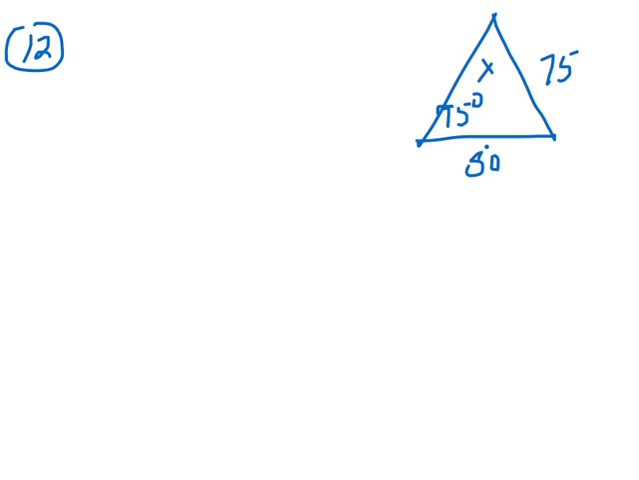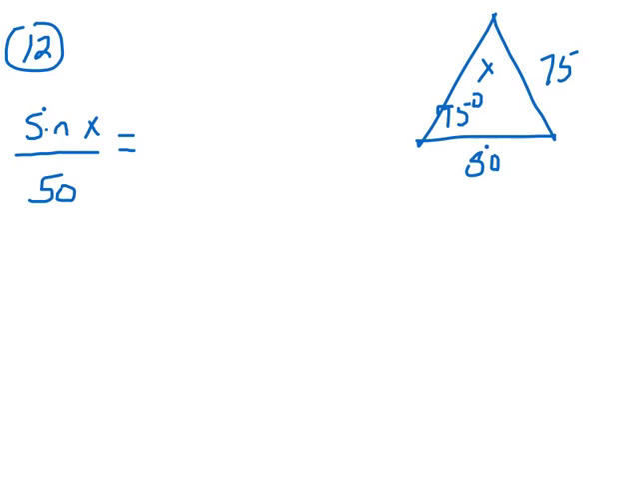X is across from the side labeled 50. So x is an angle, isn't it? So I need to say the sine of x over, what would I put on the bottom? 50, because 50 is the side across from that. You might want to look at the book. The diagram there might be clearer.